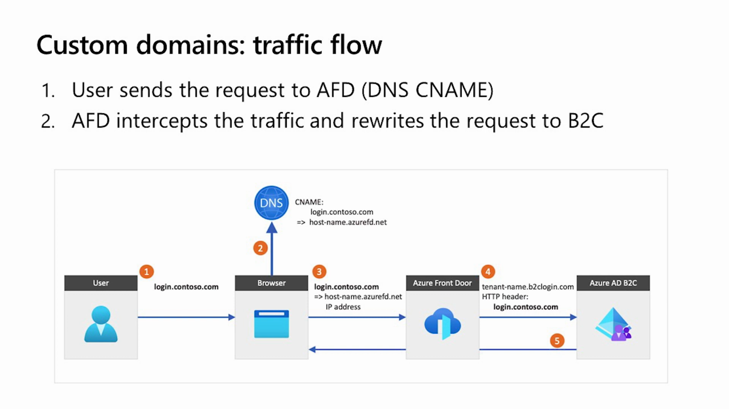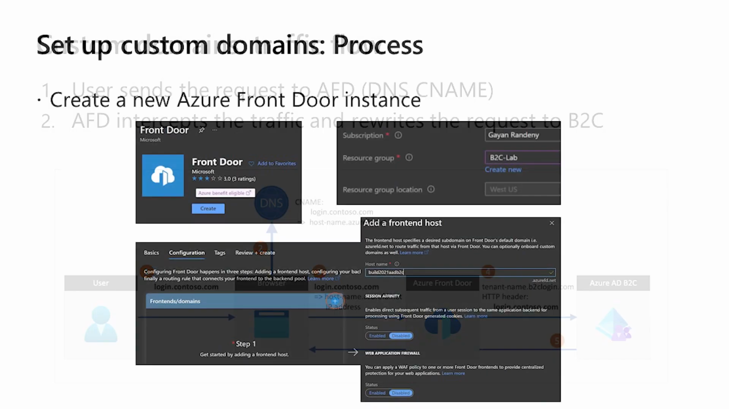Let's look at the traffic flow for custom domains. You start by creating a CNAME record that forwards all the traffic for the custom domain to the Azure Front Door. Azure Front Door in turn forwards that traffic to the B2C service along with all the header and the source information of that request so that B2C can provide all the protection that it normally would provide.